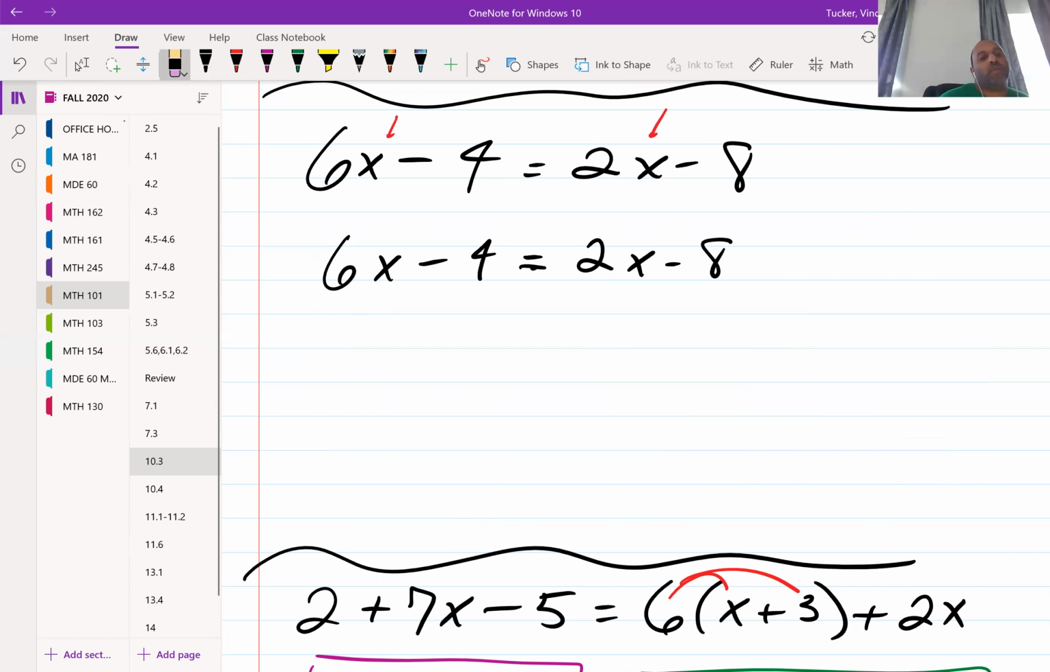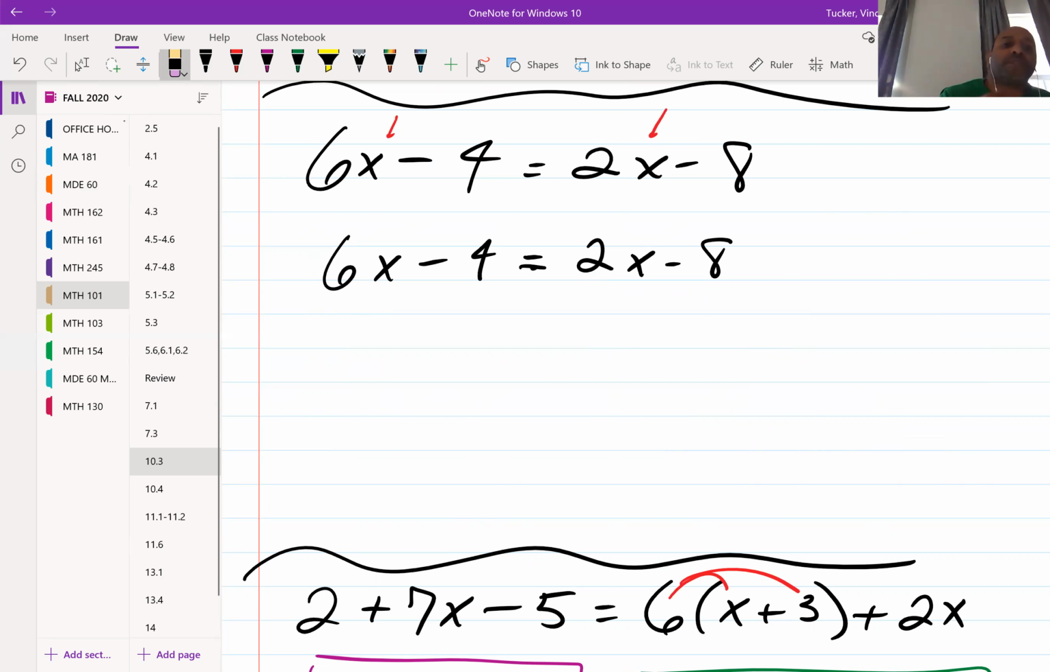All right, so let's look at this problem. We have 6x minus 4 equal to 2x minus 8. So this time, notice we have x in two different places. So our goal should be to get all of our terms with x to one side, all of our terms without x to the other.